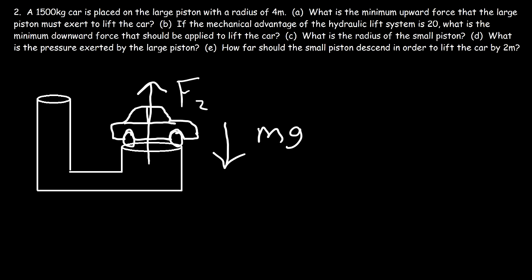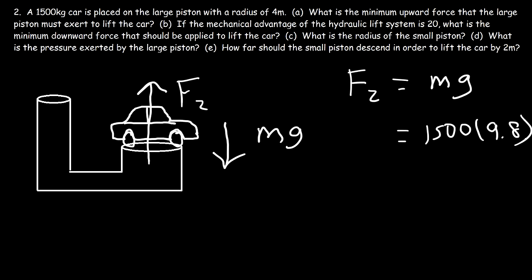So the minimum upward force that the piston has to exert in order to lift the car at constant speed is mg. If F2 exceeds mg, then the car is accelerating upward. But to lift the car at constant speed, those two forces have to be equal. So the net force is 0. So we can say that F2, the minimum upward force, has to be at least mg. So that's going to be 1,500 kilograms times a gravitational acceleration of 9.8. So in this example, F2 is 14,700 newtons. So that's the answer to part A.